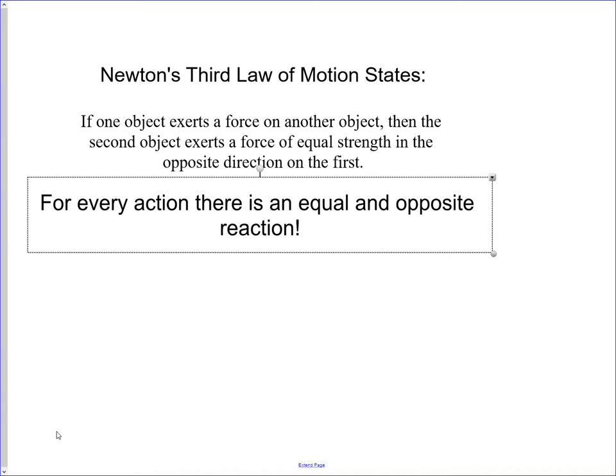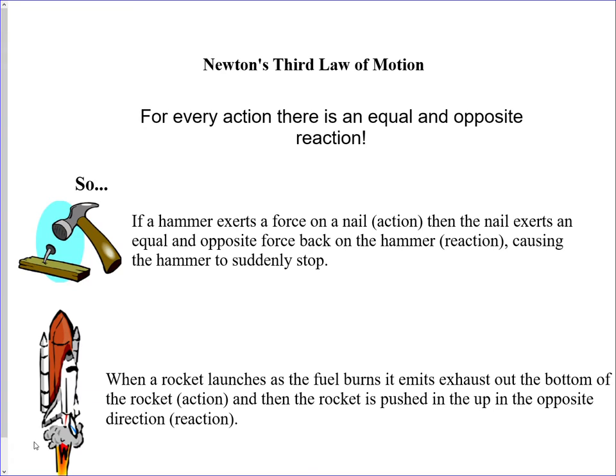Okay, and our third law of motion for Newton states that if one object exerts a force on another object, then the second object exerts a force of equal strength in the opposite direction on the first. The best way to describe this, and I'm sure you've heard this before, is for every action there is an equal and opposite reaction. So let's take a look here. We have two examples. We have a hammer. So let's take a look at this hammer example.